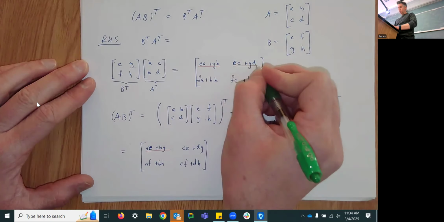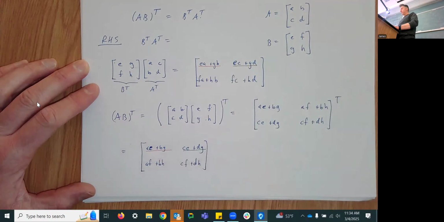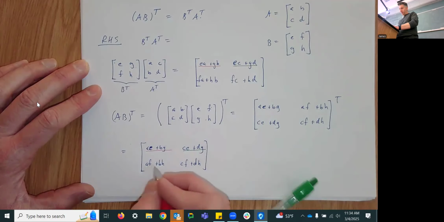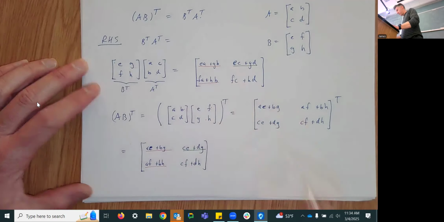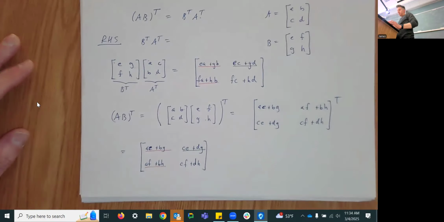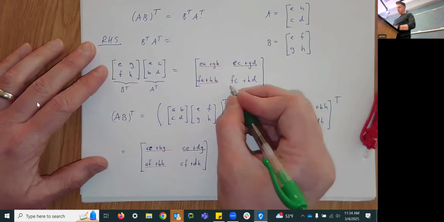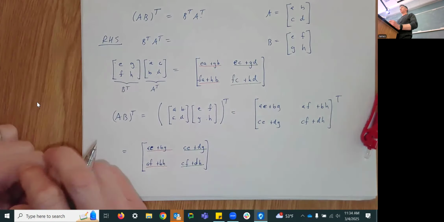Same deal here. EC plus GD certainly equals CE plus DG. Same deal here. AF plus BH definitely equals FA plus HB. Same deal over here. FC plus HD definitely equals CF plus DH. So we're good to go.